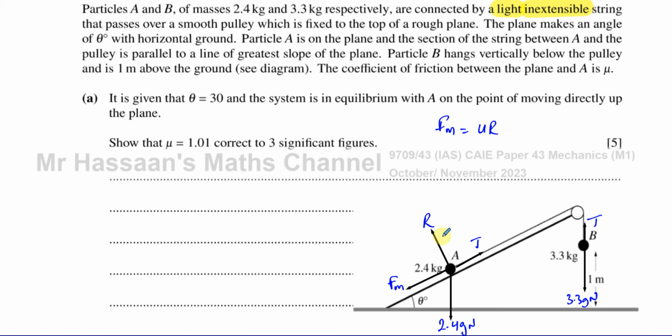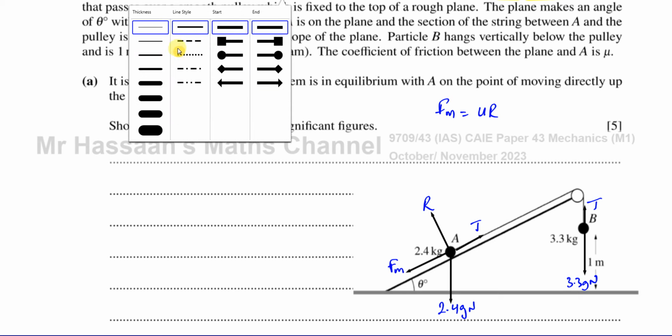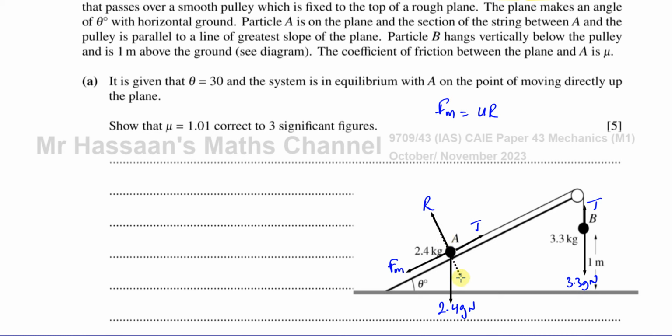Okay, so now let's take some of these forces here and resolve them parallel and perpendicular to the plane so that we can start answering the question. So now I'm going to make a little line here, just to resolve the forces. I know that this angle here, it says it's 30. So this is going to be 30 degrees.